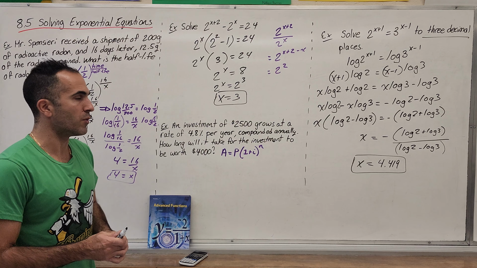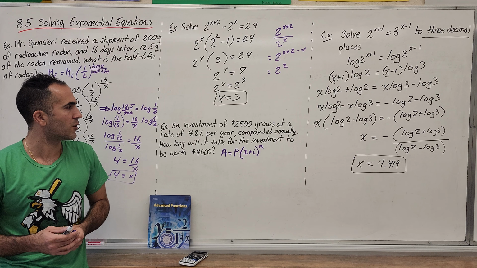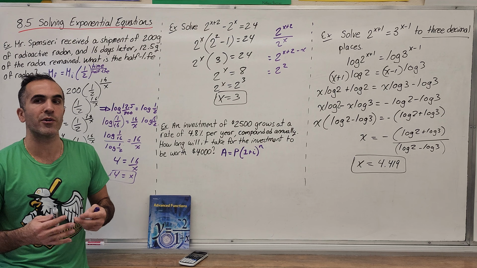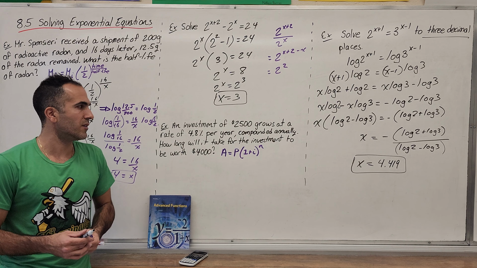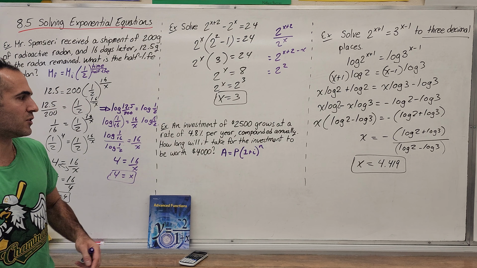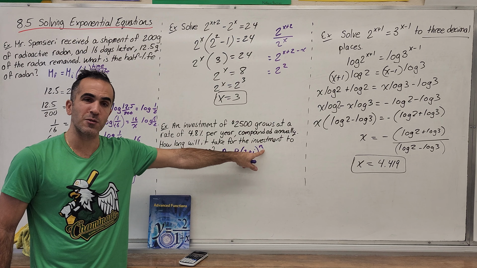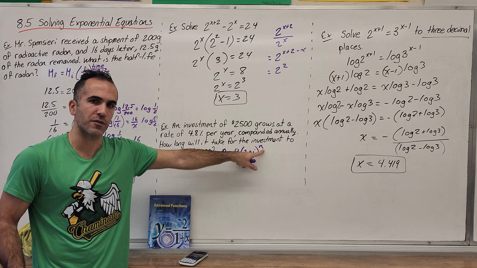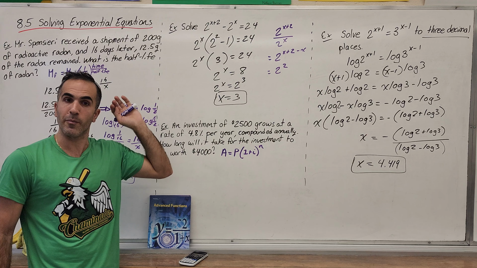Okay, one more question, something we've seen before. Compound interest. We have an investment of $2,500 that grows at a rate of 4.8% per year, compounded annually. Luckily, it's annually, not much to do. How long will it take the investment to be worth $4,000? Here's your principal, here's your interest rate, here's how long it's being invested, or more specifically, how many times it's being compounded. And this is your amount, which is your total amount in the future.